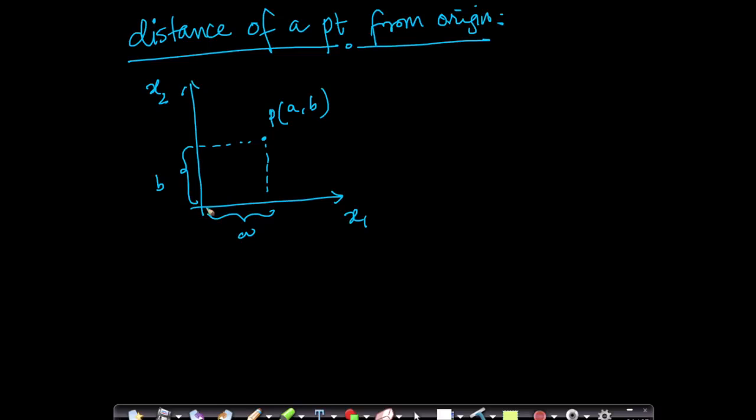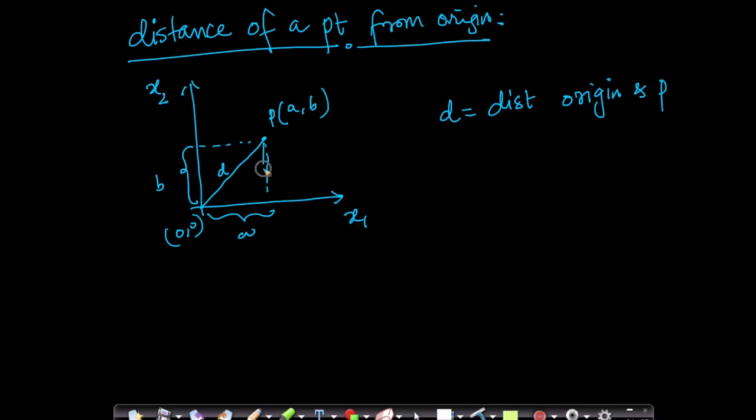Now what is a distance? This is my origin. So what is this length? This distance d is nothing but the distance between the origin and point P. This distance. And what will that distance be?